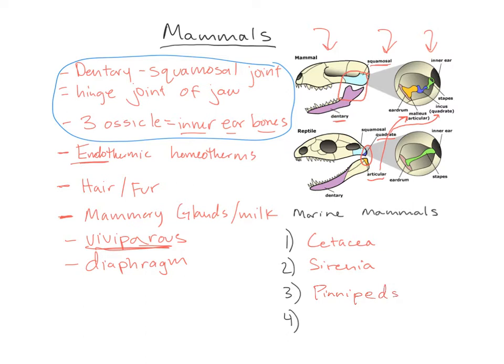And these include our seals and walruses and sea lions and fur seals, which are mostly marine, but they do haul out on land or ice, and they have their pups on land. And then our last group are the carnivorans. So there are a few carnivores which are very dependent on the marine environment.